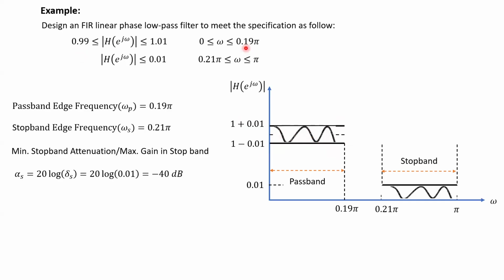Similarly, for the stop band, it lies from 0.21 pi to pi. So this is our stop band. Within the stop band, the absolute gain should be less than or equal to 0.01. So the maximum gain possible within the stop band is equal to 0.01.